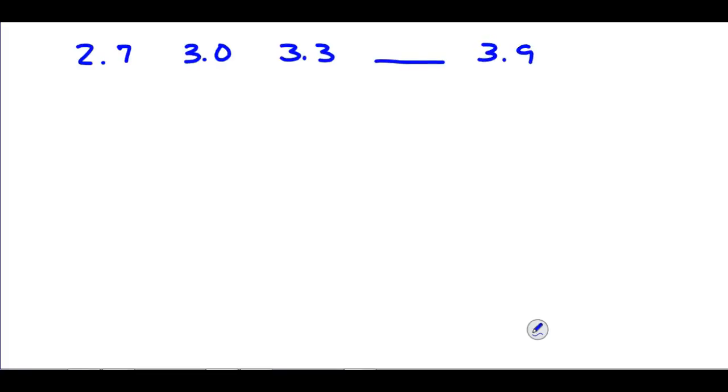You can still have decimals and you're asking yourself the same question. If you know it's arithmetic, you're like, okay, what would I be adding every time? And we look at 3.0 minus 2.7, and we have 0.3. That gives us our common difference, which is 0.3, and then we know that what's missing here is 3.6.